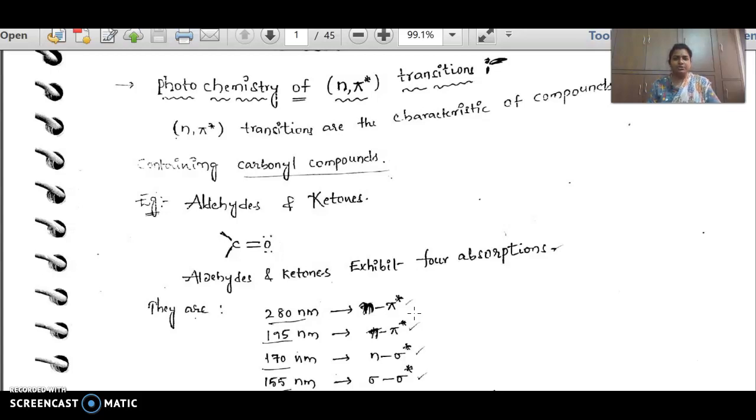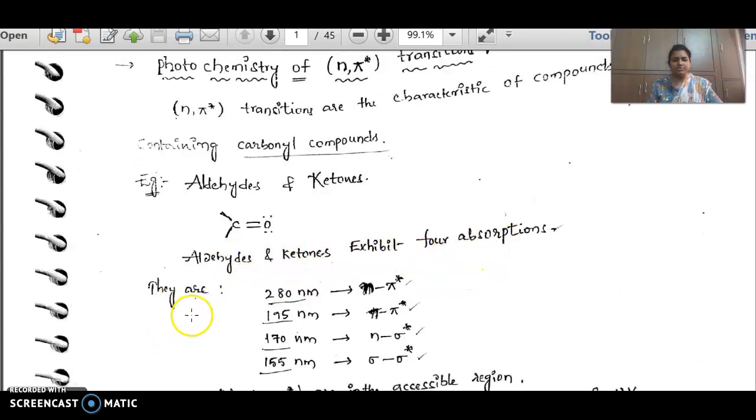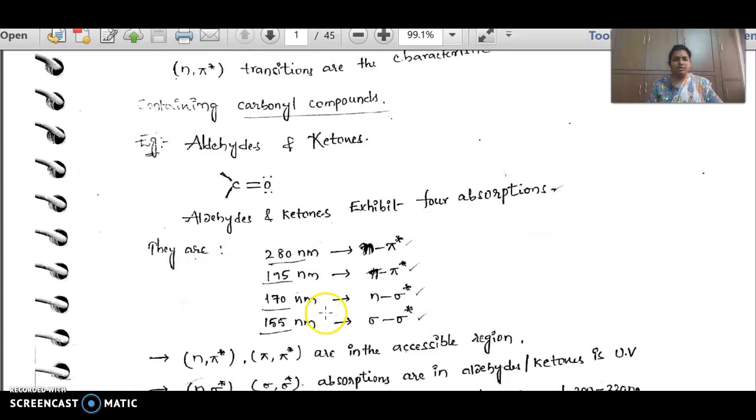Photochemistry of n to pi star transitions. n to pi star transitions are characteristic of compounds containing carbonyl groups, for example aldehydes and ketones, with the carbonyl C double bond O. Aldehydes and ketones exhibit four absorptions: n to pi star, pi to pi star, n to sigma star, and sigma to sigma star.